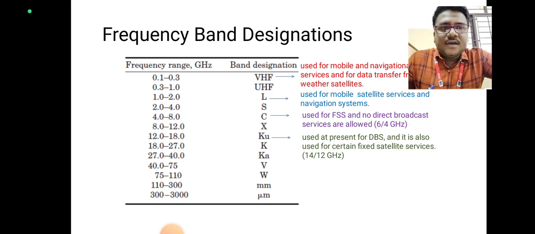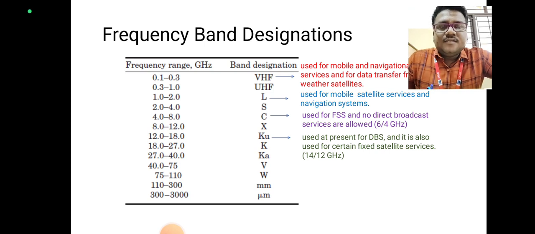The VHF is abbreviated as very high frequency, which is used for mobile and navigation purposes, and it is used mostly in weather satellites. The next band is UHF, which is ultra high frequency, which is used for television reception and other data related transmissions. The next is the L band, which is used for mobile satellite services and navigation systems. Navigation systems denote all the maritime navigation and air navigation.